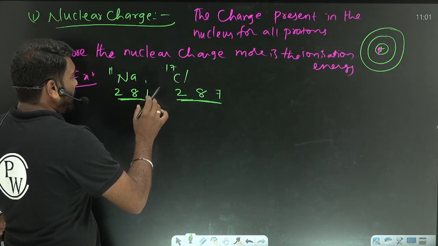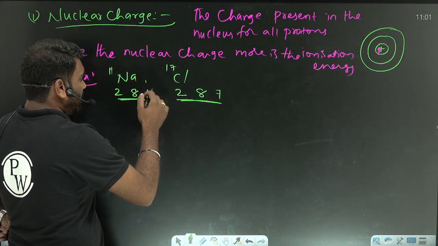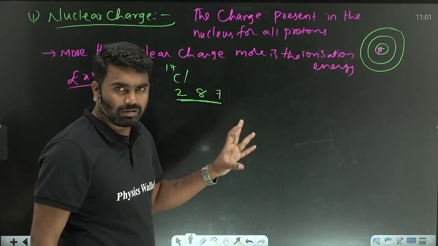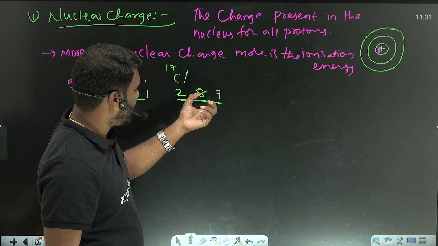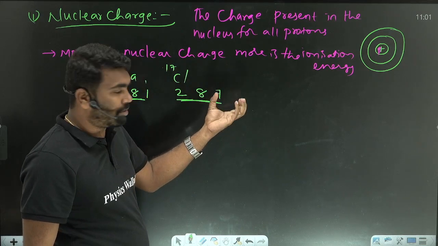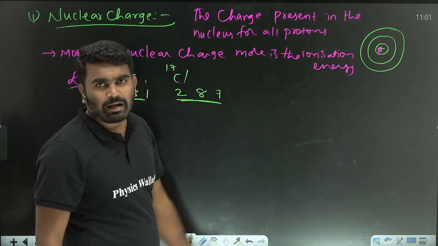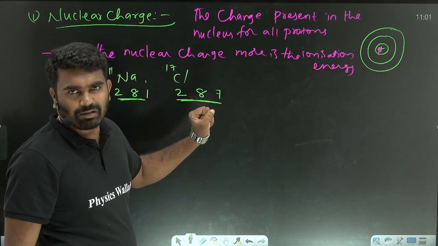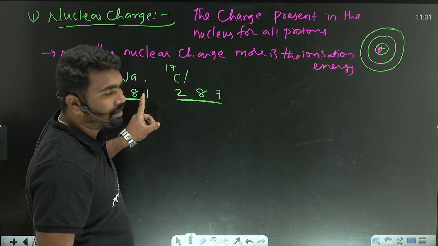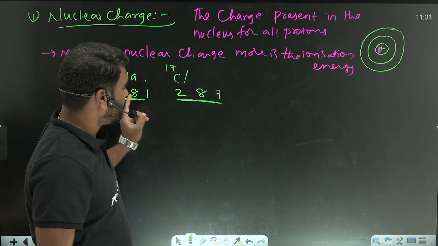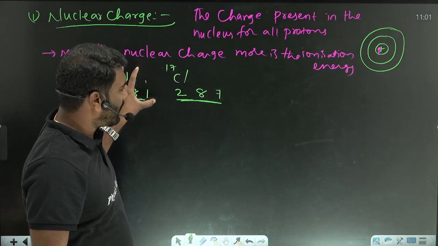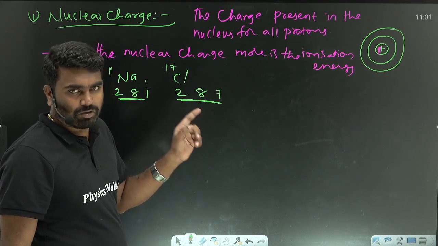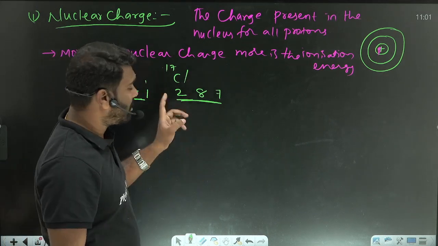In chlorine, the attraction between the nucleus protons and the electrons in the outermost shell is high. There are 7 electrons in the outermost shell. In sodium, the attraction is less. So here, less is the nuclear charge, less will be the ionization energy. That means we can remove an electron from sodium very easily compared to chlorine.